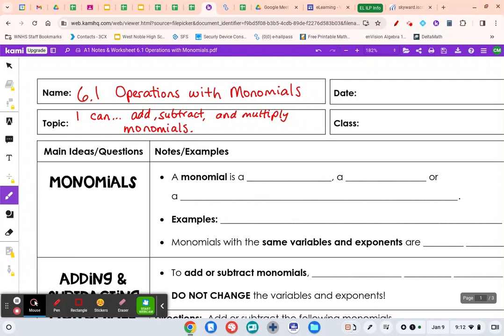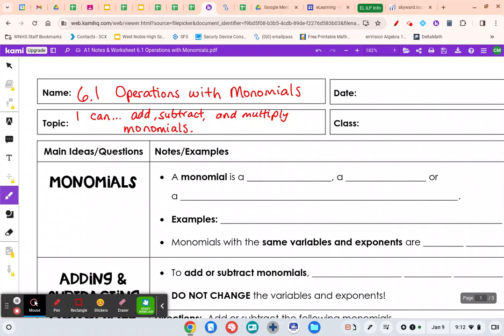multiply monomials. I do realize that I did not give you your notes packet, so you can either today follow along with this video and then rewatch it or look at the online filled out key for the notes later, or you can write these notes on a separate piece of paper.